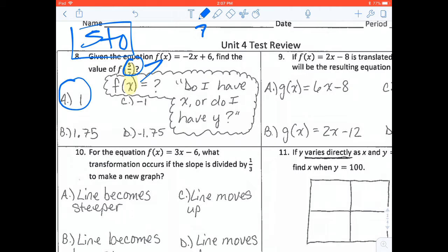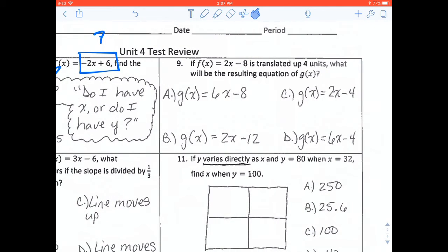Number 9, if this equation is translated, that means it's moved up 4 units. So we're going to add 4 units to the y-intercept. So what is negative 8 plus 4? If I do negative 8 plus 4, I'm going to get negative 4. That's going to be the new y-intercept.